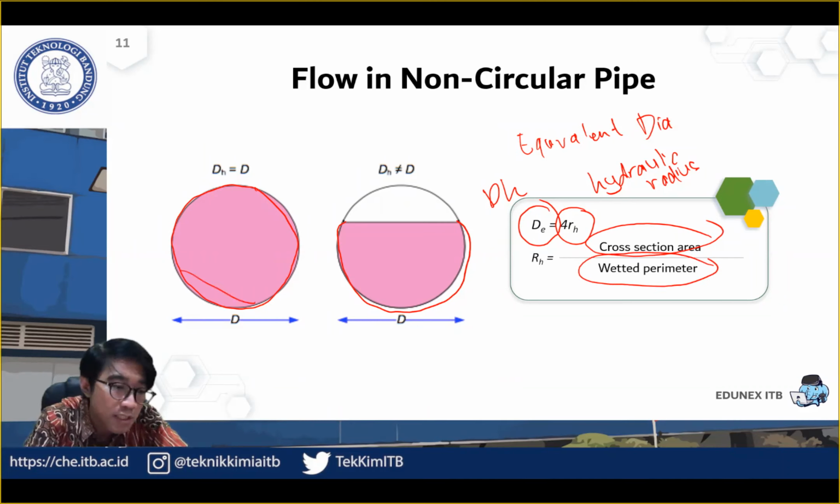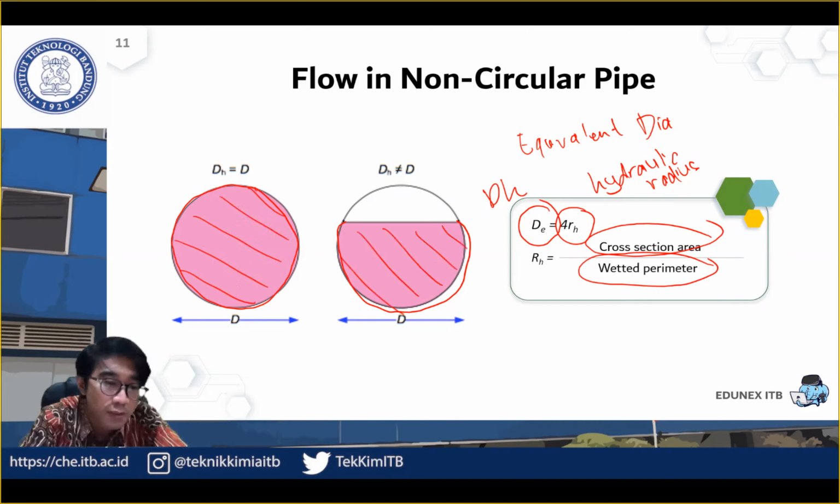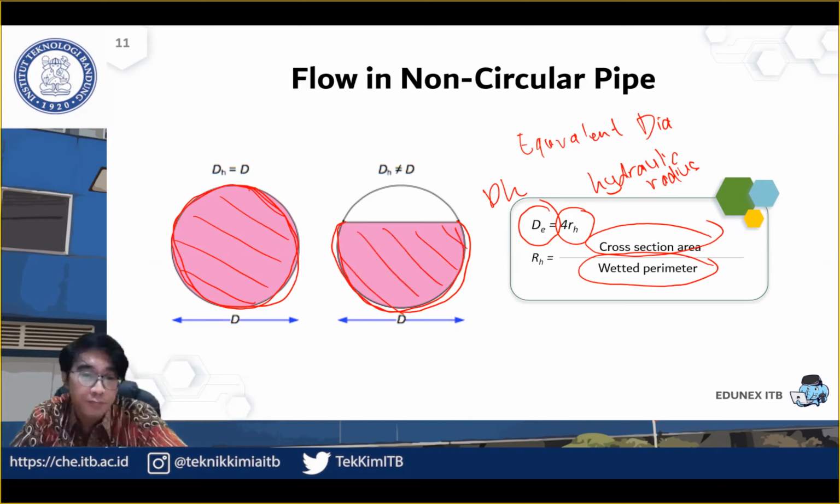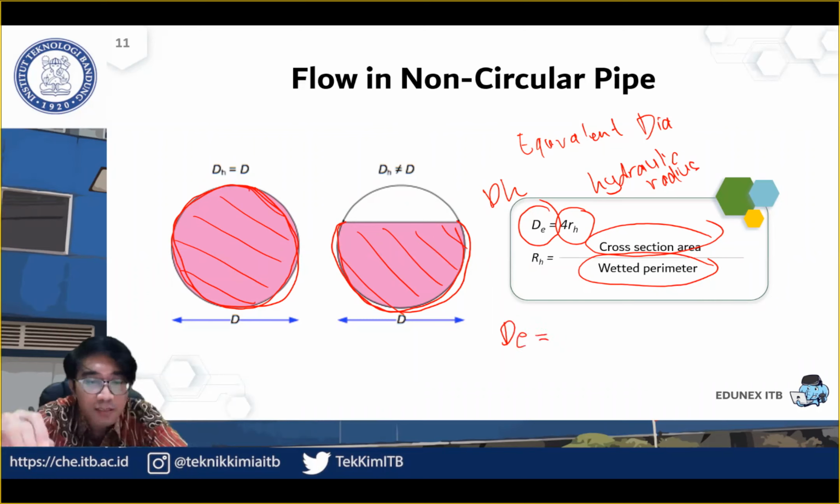Cross section is this one, the area. Which one is the weighted perimeter? Weighted perimeter is the circumference, if it's fully filled. If not, just this part. Okay, if you have a fully filled pipe, then the cross area, luas lingkaran, apa rumusnya?